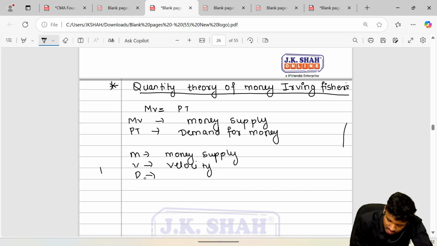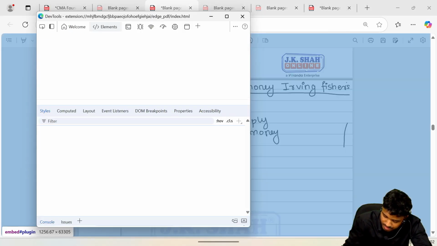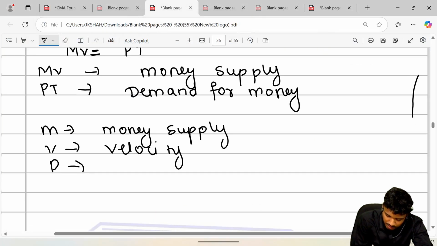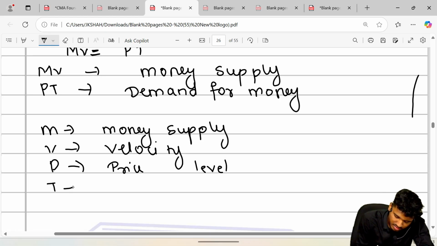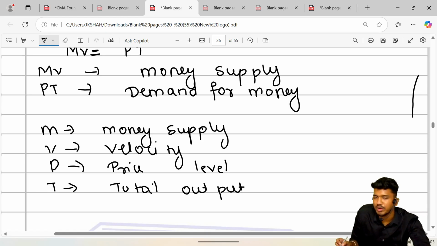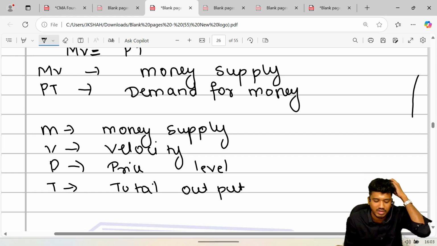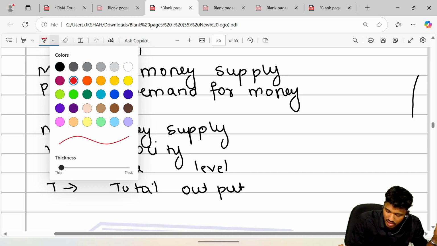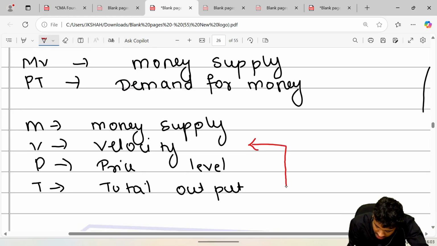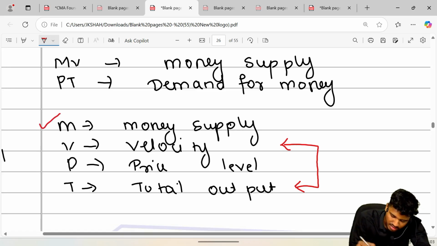P is the price level. And T is total output. In Fisher's equation, total output is the quantity of goods and services which can be bought in a given year. It is assumed that both V and T are constant. There is a change only in two factors, that is money supply and price level.